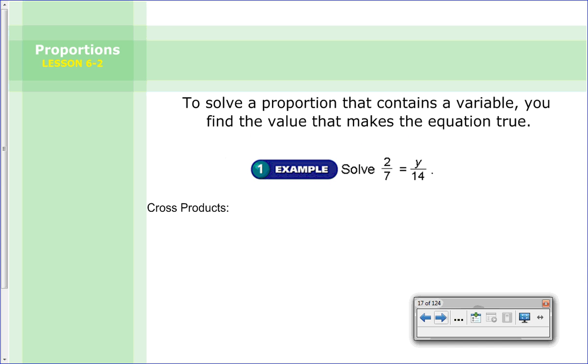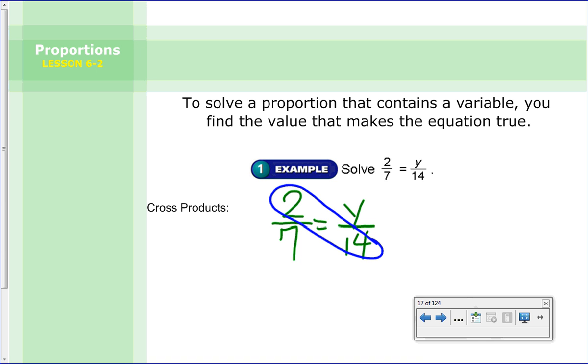So in order to solve it, again, if it contains a variable, you need to make up an equation to solve this. And the way you do it is with cross products. So I have 2/7 is the same as y/14. Well, I do the same.